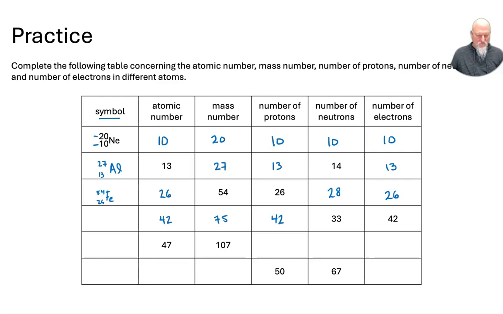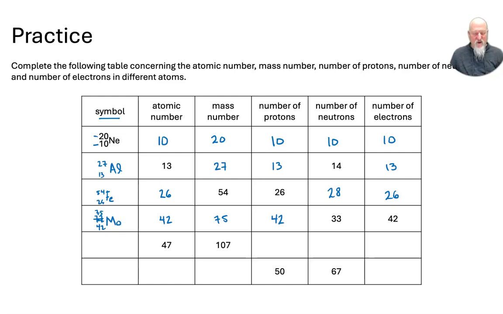For 42, the element is molybdenum, Mo. That's not one you have to know, but we can look it up on the periodic table, Mo. And the atomic number is 42, and the mass number is 75. Oops, I wrote 77, that should be 75, because 42 plus 33 is 75. Okay, keep going.